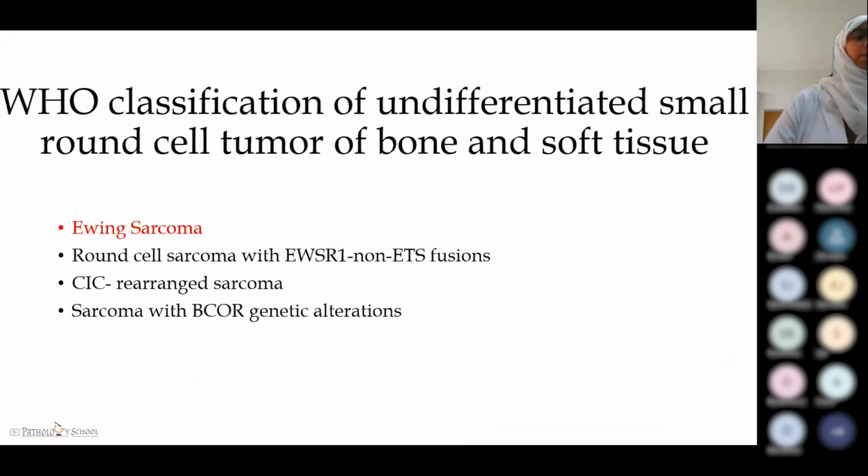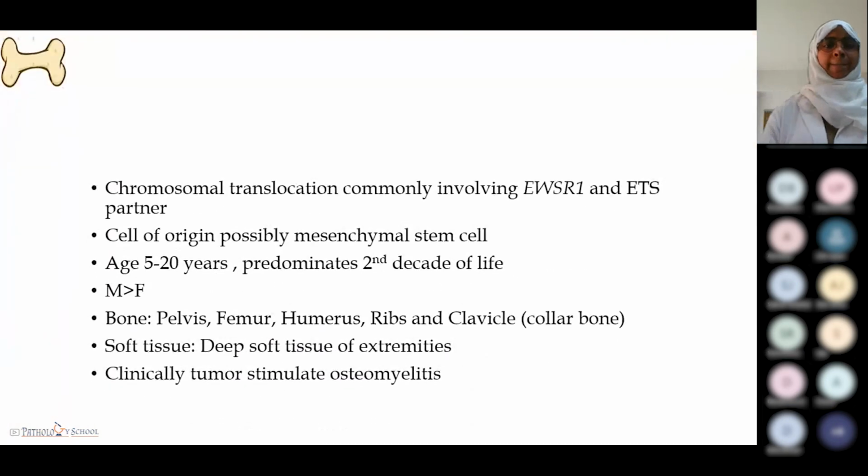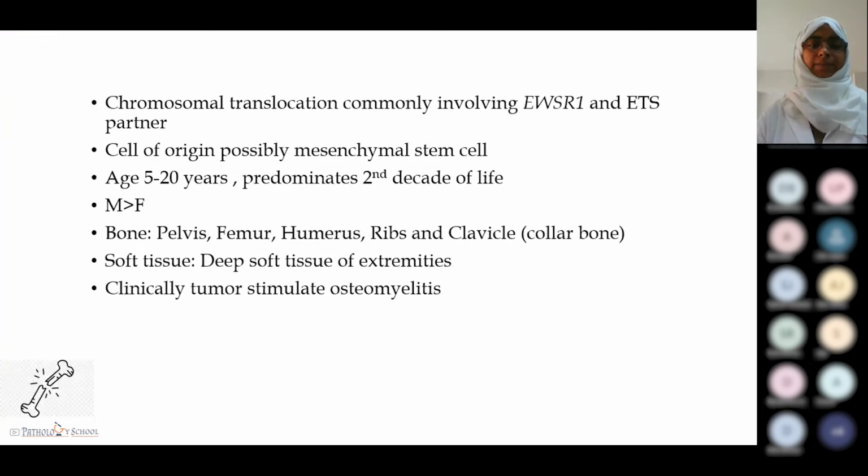Now there are also tumors in the WHO classification of undifferentiated small round cell tumors of bone and soft tissue. These are Ewing sarcoma, round cell sarcoma, CIC-rearranged sarcoma, and sarcoma with BCOR genetic alterations, but we'll be focusing only on Ewing sarcoma. These have a characteristic chromosomal translocation involving the EWSR1 and ETS genes. The cells of origin are generally mesenchymal stem cells, predominantly in the second decade. Males are predominantly affected, and the pelvis, femur, and clavicle are the bones affected.